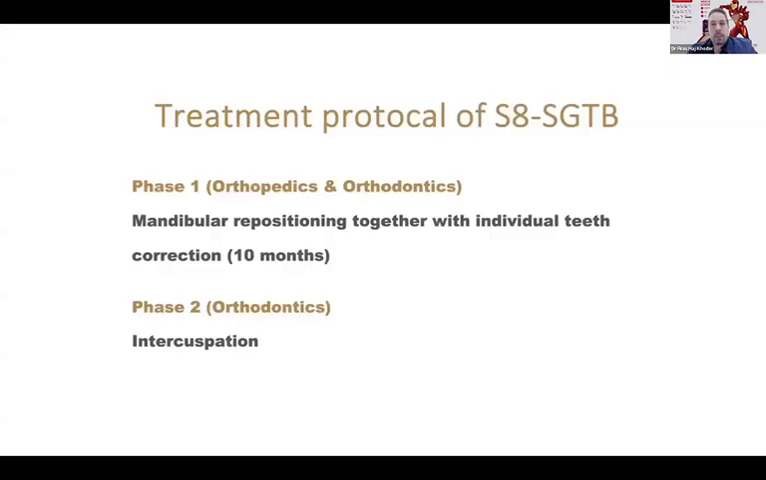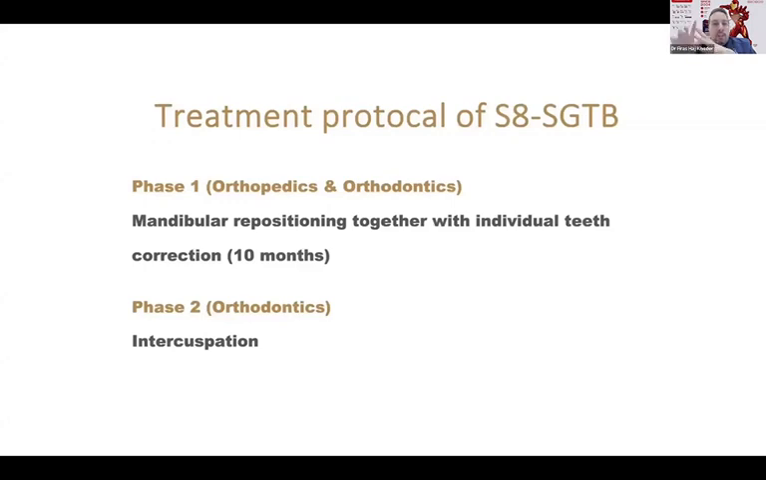So in the GS, usually we have 2 stages, just like the conventional twin block. We start with the appliance, and after we finish the first stage, we go to the fixed braces. But in GS, we have 2 stages: the mandibular advancement stage and then the settling stage. So this is an overview of the treatment protocol of S8 SGTB.